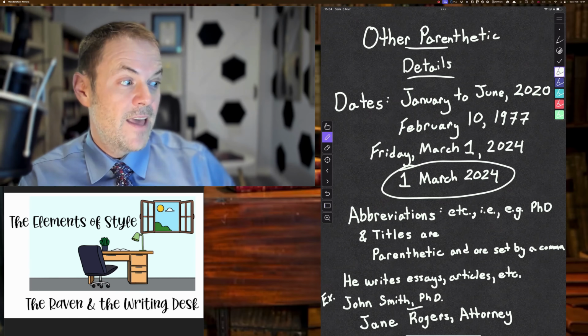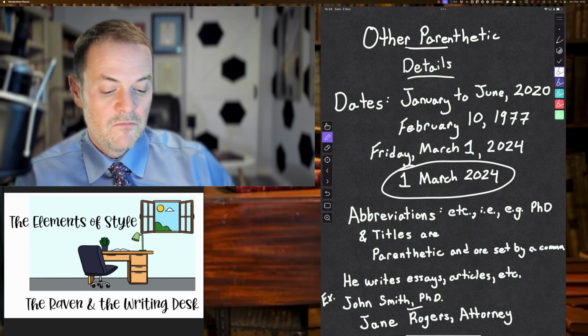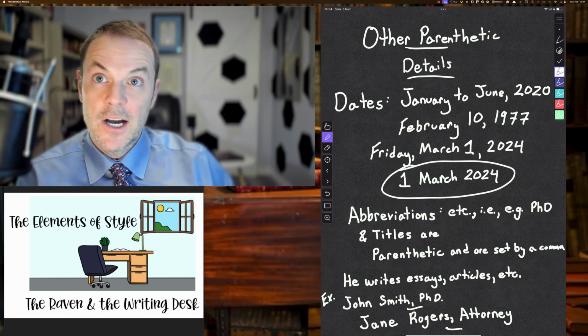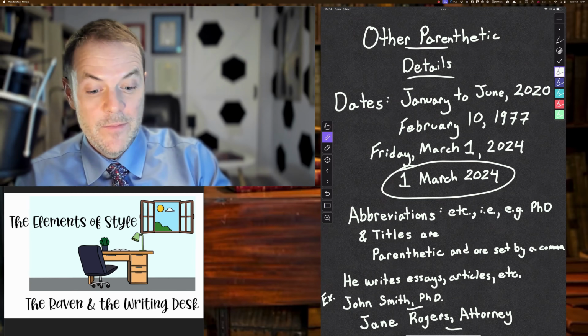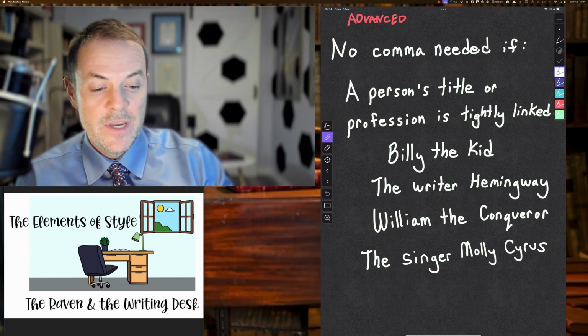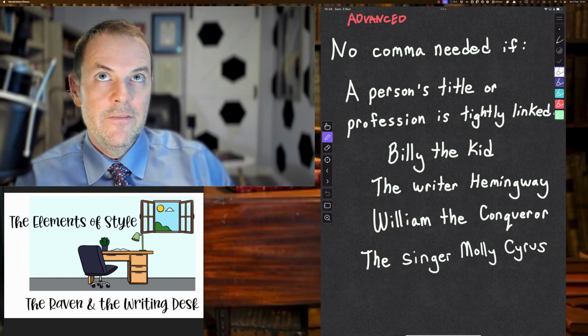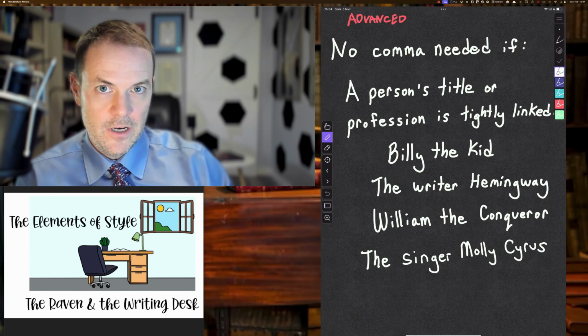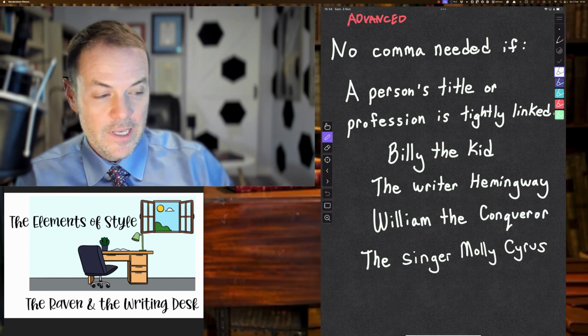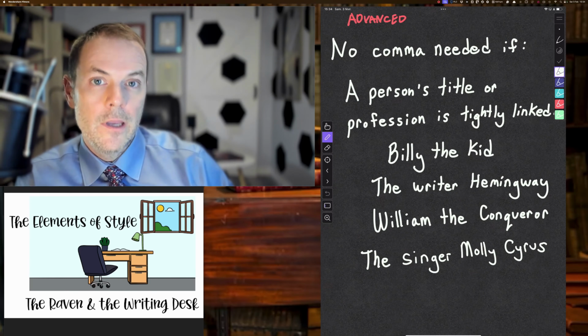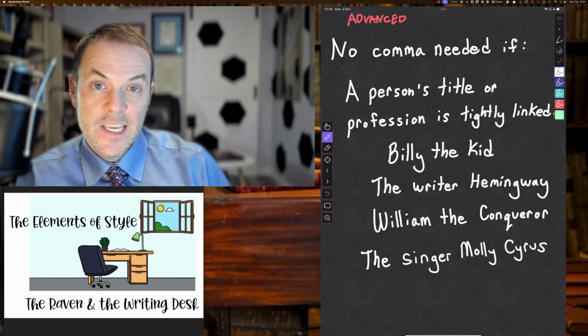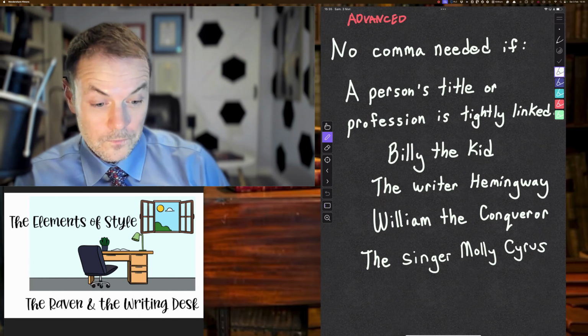Or if they have their title, Jane Rogers, comma, attorney. This can be a little confusing because if the person's profession is so intertwined with their personality, you can get away without using a comma. So for example, Billy the Kid, the writer Hemingway, William the Conqueror, the singer Miley Cyrus.